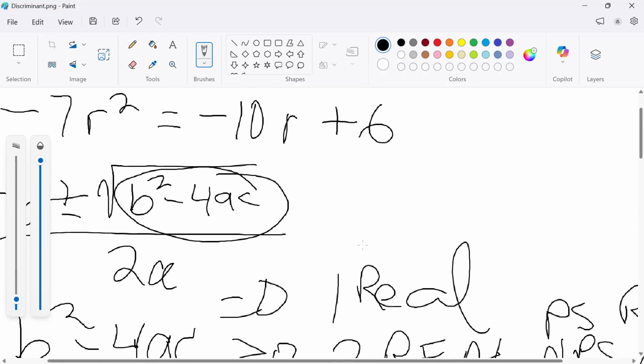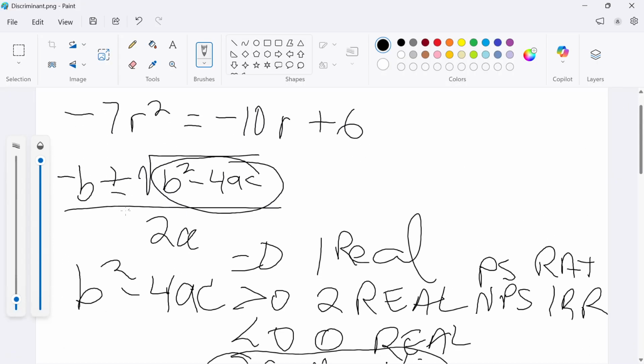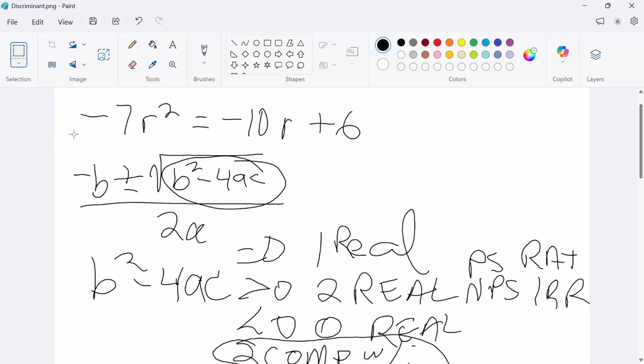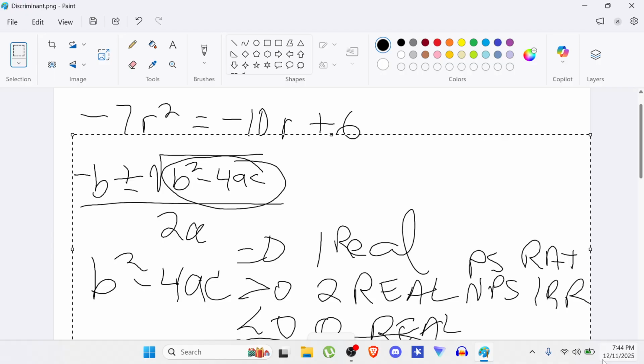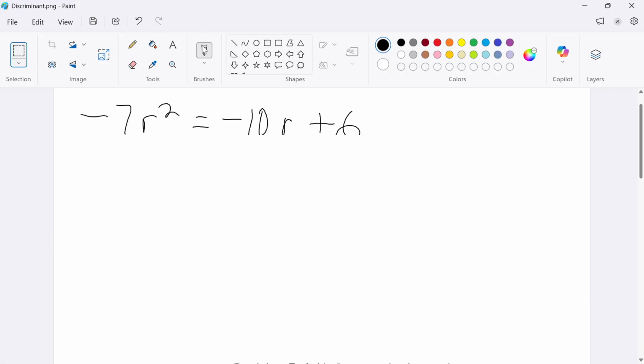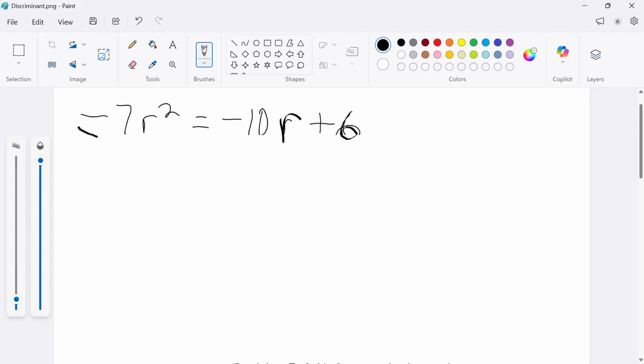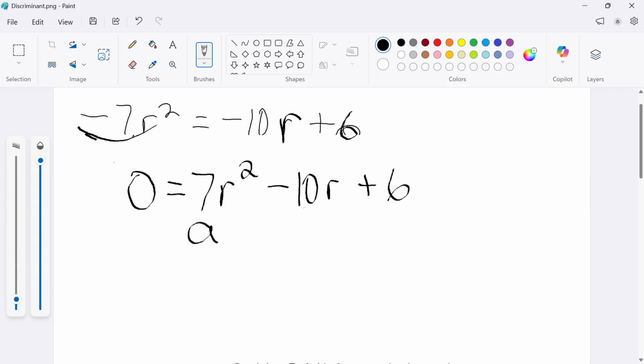So here's a specific example. I've got negative 7r squared minus 10r plus 6. And I want to use the discriminant to find out what the nature of the solutions is, how many and what the nature is. All right, so first of all, I always want to have the number in front of r squared positive. So I'm going to add 7r squared to both sides. So 0 equals 7r squared minus 10r plus 6. A is 7, b is negative 10, c is 6.